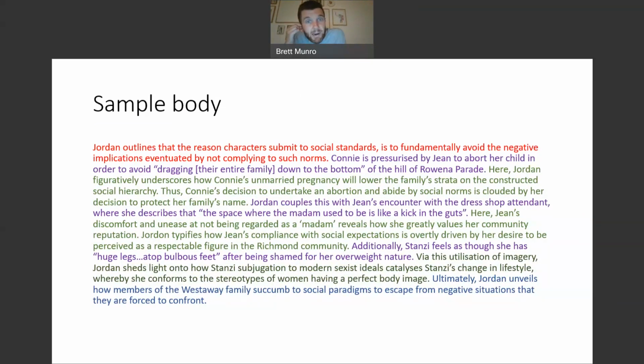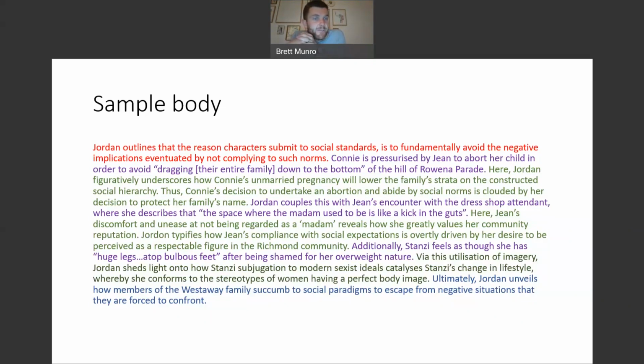Jordan outlines that the reason characters submit to social standards is to fundamentally avoid the negative implications eventuated by not complying to such norms. Connie is pressurized by Jean to abort her child in order to avoid dragging the entire family down to the bottom of the hill of Rwanda Parade. Here, Jordan figuratively underscores how Connie's unmarried pregnancy will lower the family strata on their constructed decision to protect her family's name. Jordan couples this with Jean's encounter with the dress shop attendant, where she describes the place where the madam used to be is like a kick in the guts.